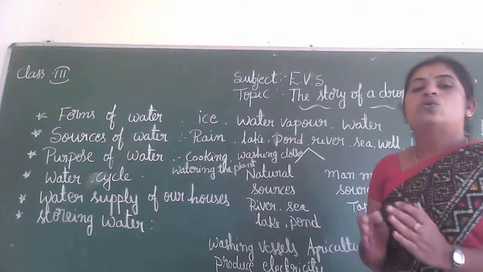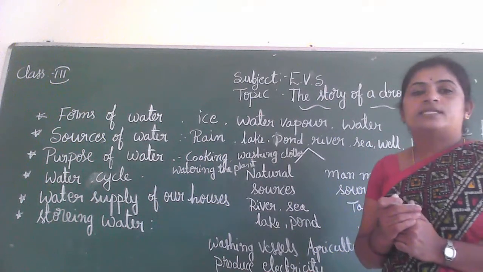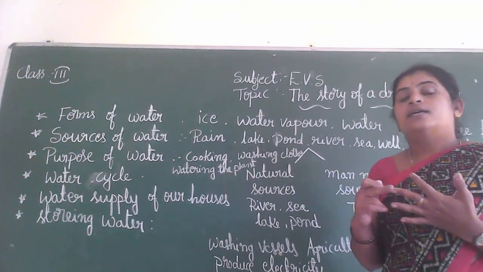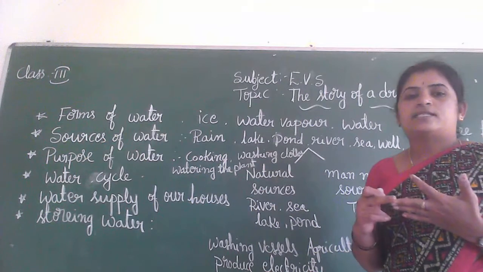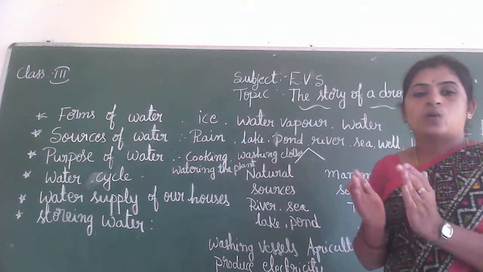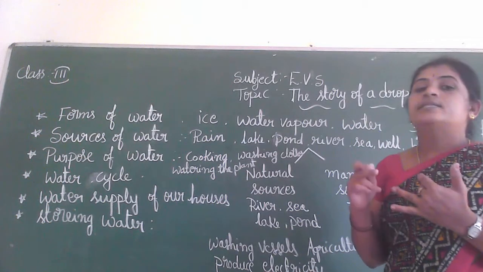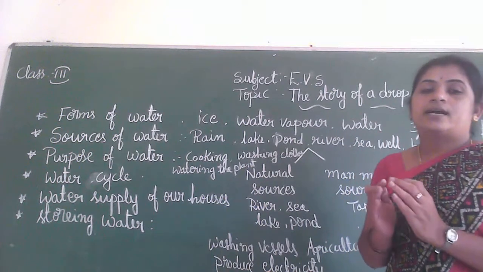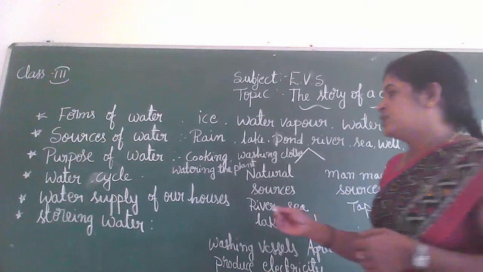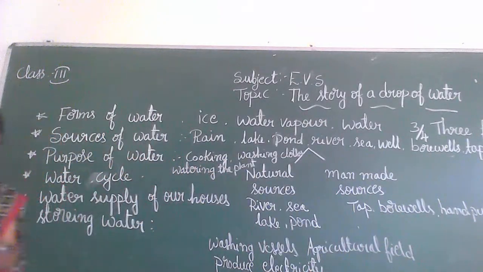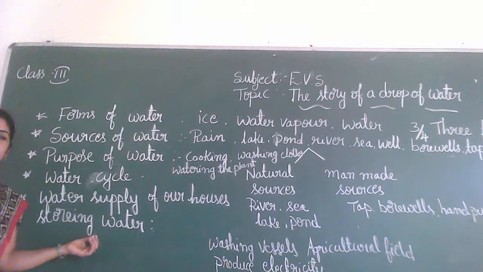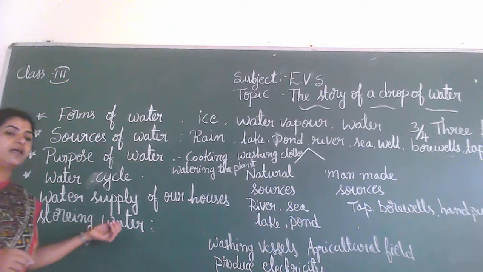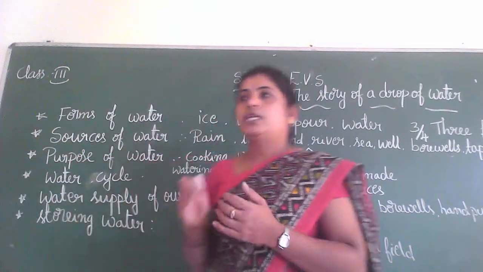Storing water. You can store water in clean vessels, for example aluminium vessels, mud vessels, steel vessels and copper vessels. We should use clean and covered vessels. You can store water in covered and clean vessels. We should drink clean water. Okay, this is the storage of water in our houses. You can understand this? Yes, this is the main concept. Water storage in our houses.